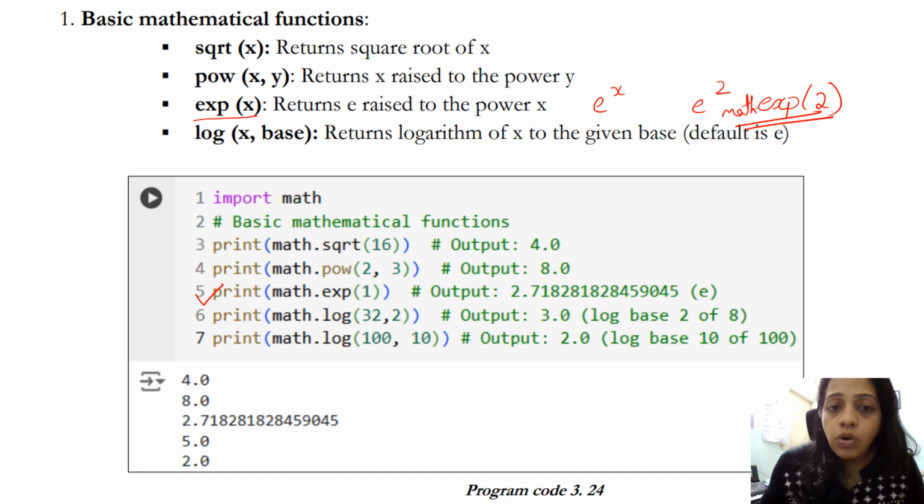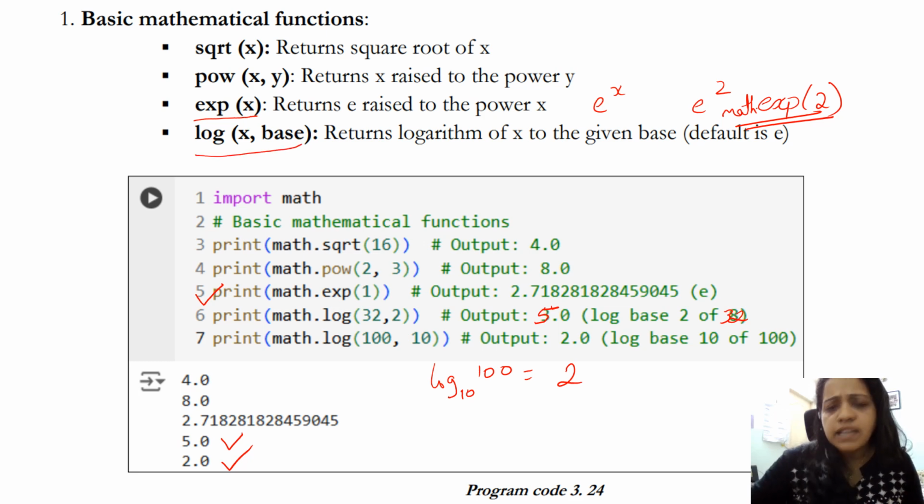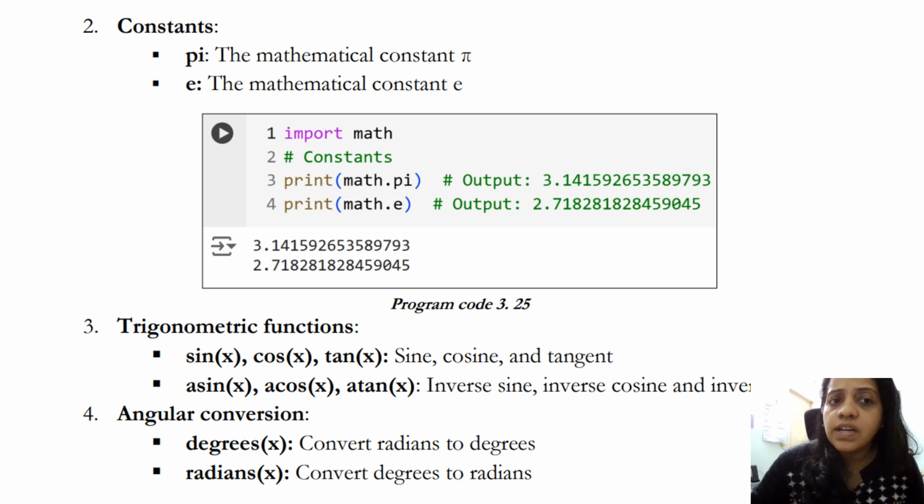Then to get the log value, log(32, 2) gives log 32 to the base 2, which is 5. You get the output as 5. Here there is a correction, it is 5. So 32 to the base 2 is 5. Then this is log 100 to the base 10. The answer will be 2, which is again shown here. So these are the functions sqrt, pow, exponential exp, and log(x, base). Again there are different functions, all included in the math module itself.